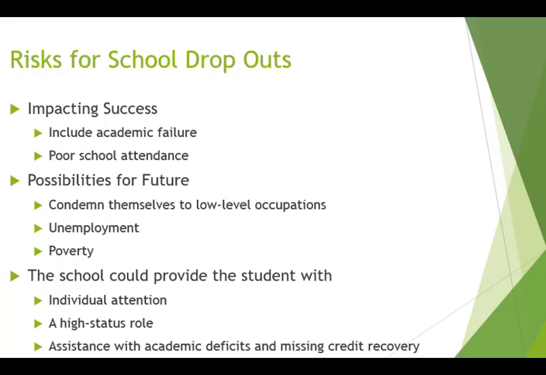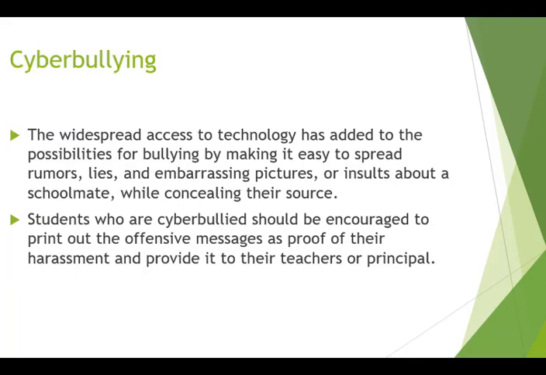Primarily, people leave because they have trouble with the environment and they have trouble fitting in. And of course, assistance with academic deficits and recovery of missing credits that may be needed for graduation is a system that is really critical to make sure that everybody goes onward and upward.